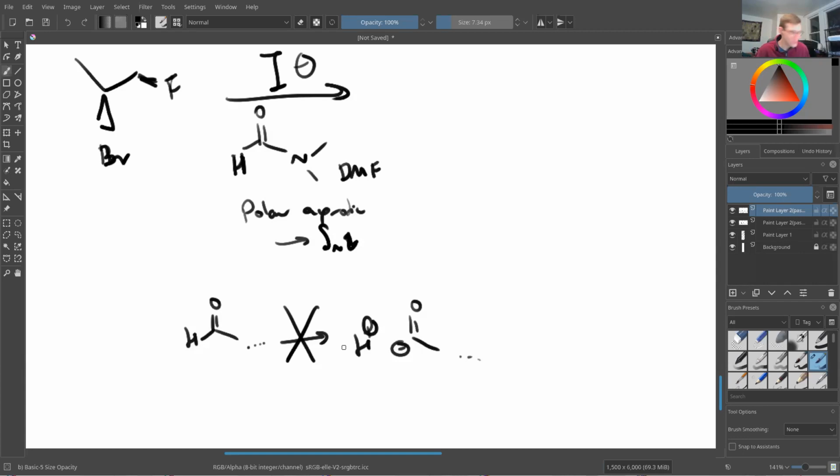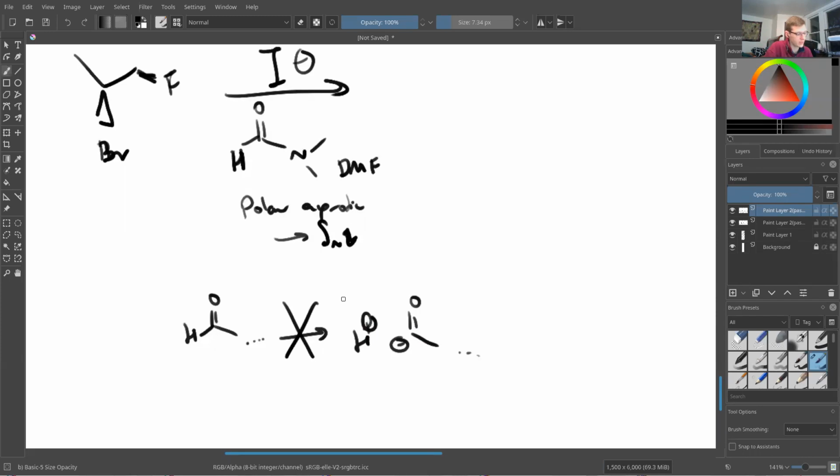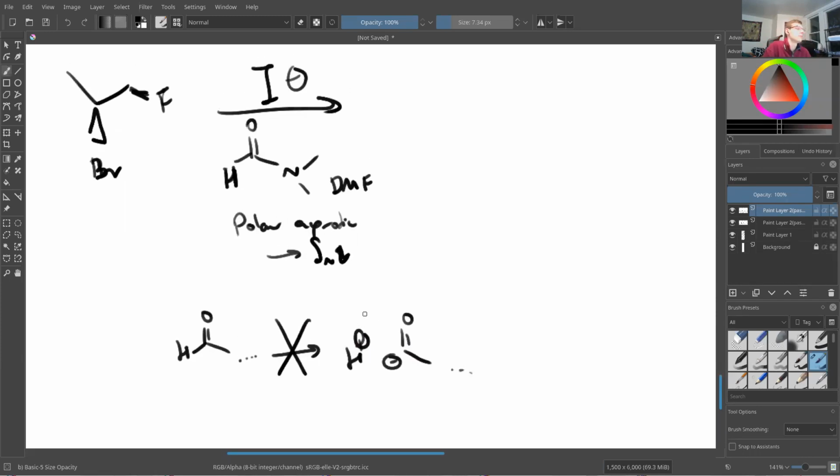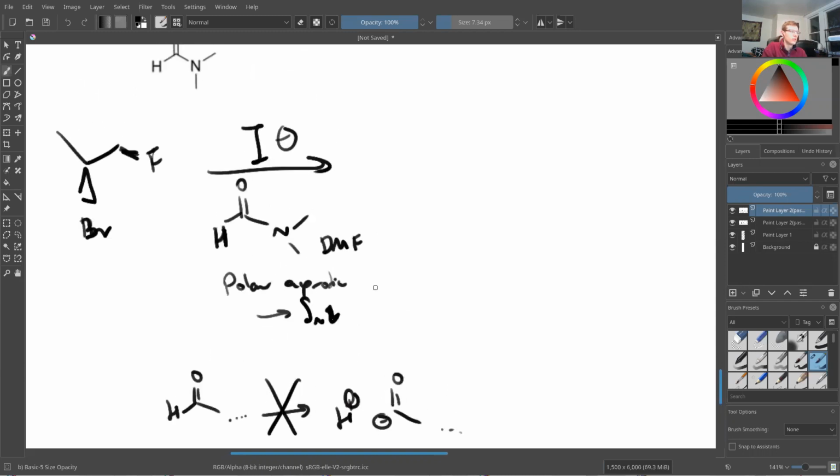And at the risk of confusing you, it's an exception that can be broken, and it will be a long time from now. But for now, and this one in particular, it doesn't happen. This hydrogen over here doesn't go anywhere. So that's why this is aprotic. So this is polar aprotic.